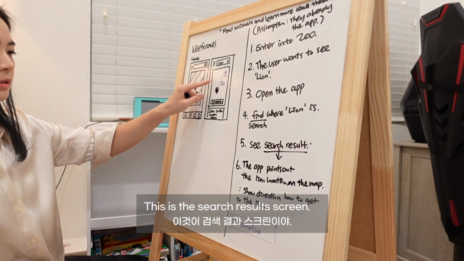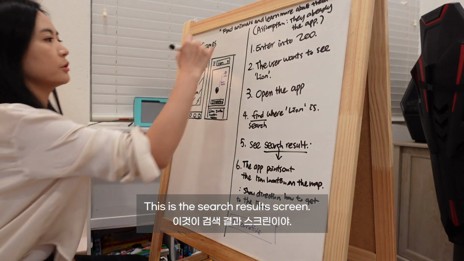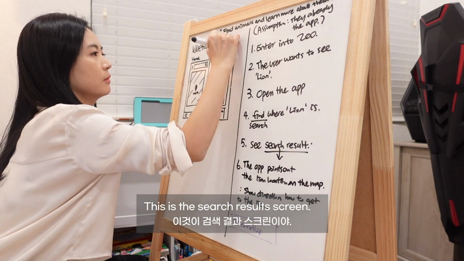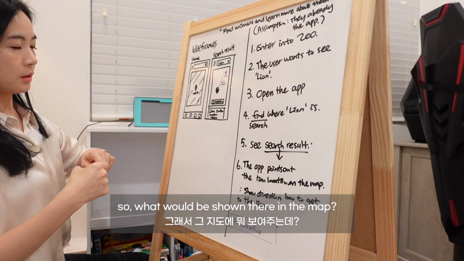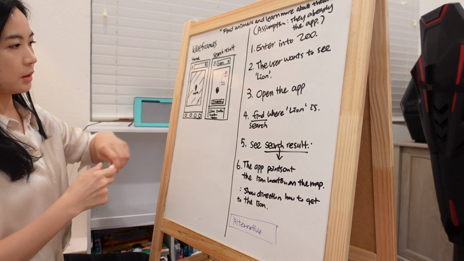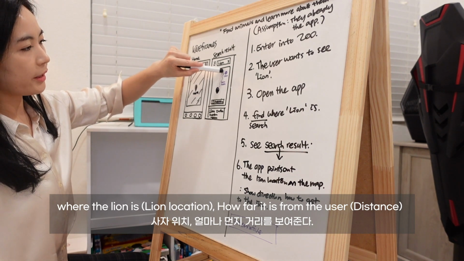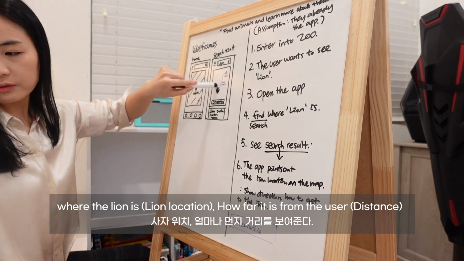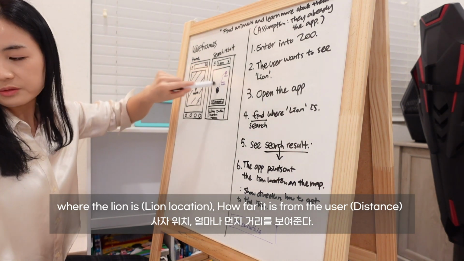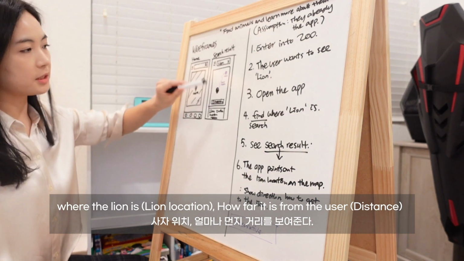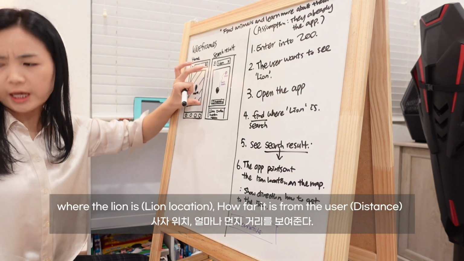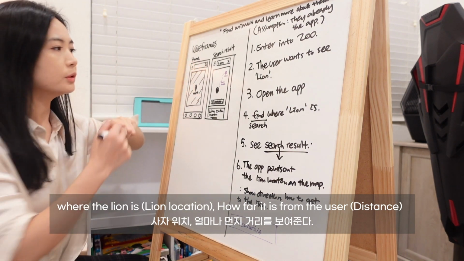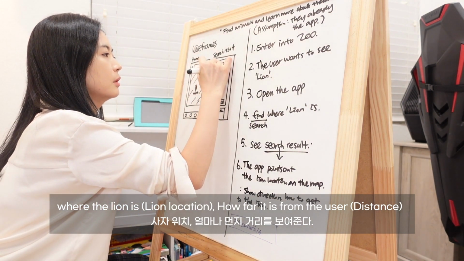You find the lion through search and the search result. This is the search result screen. So what would be shown there in the map? What information? Where the lion is and how far it is from the user. This is on the top. This is a direction, like the location, the lion location in the zoo. This is a location. Okay.